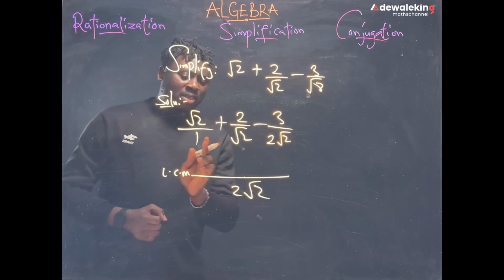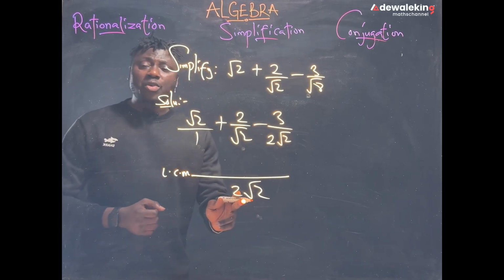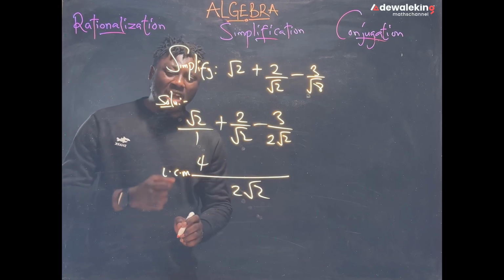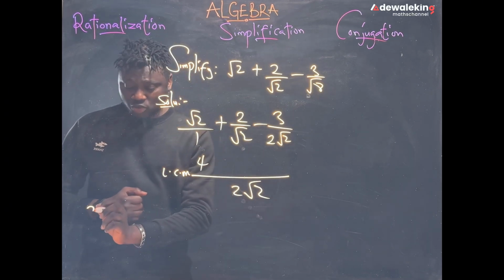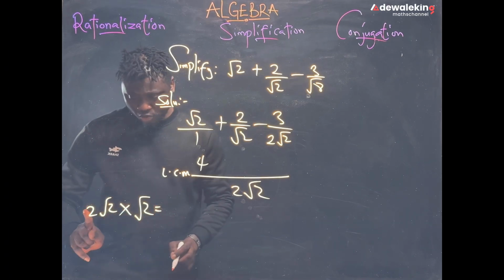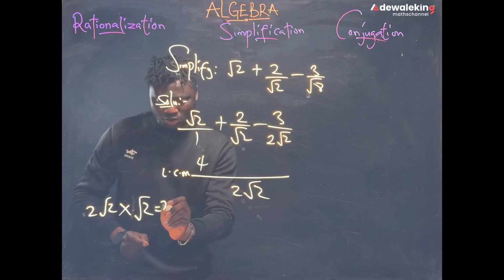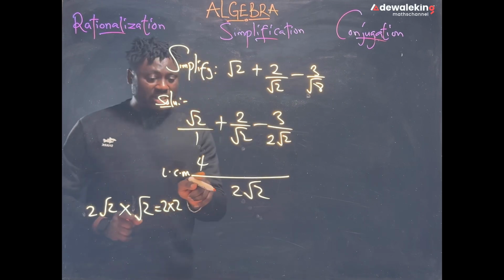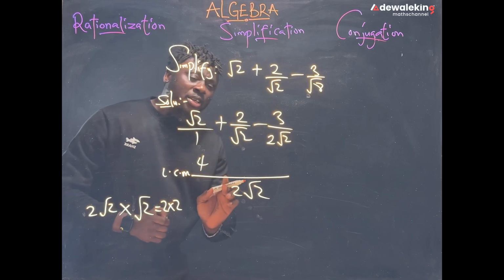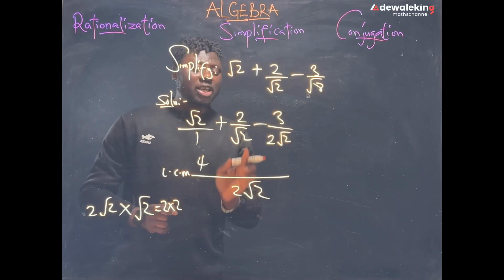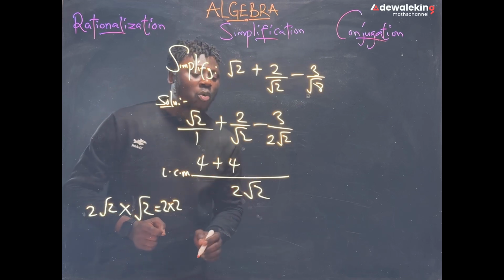So we have 1 in 2 root 2 will give us 2 root 2. 2 root 2 times root 2 will give us 4. How do we get that? That will be 2 root 2 times root 2. This will give us 2 times 1. That is 2. Root 2 times root 2 is 2. And 2 times 2 is 4. So another one is root 2 in 2 root 2 will give us 2. 2 times 2 will give us 4.